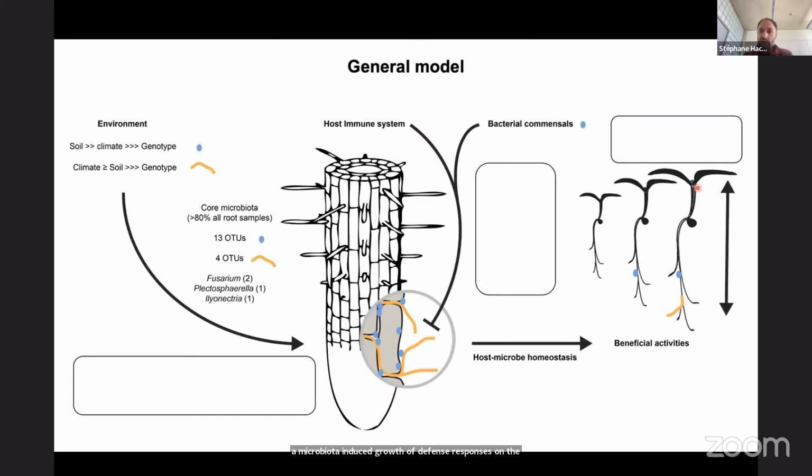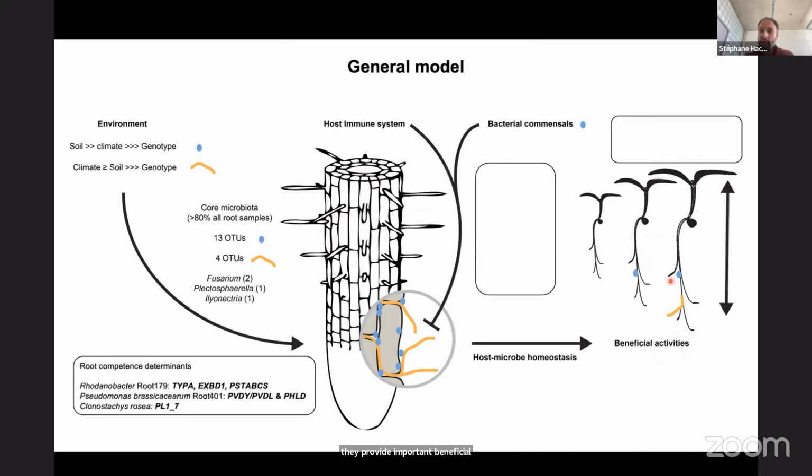So finally, a general model. I hope I could convince you that our deconstruction-reconstruction approach in gnotobiotic systems has been important. I hope I could convince you that roots of healthy plants are colonized by multi-kingdom microbial communities, that the filamentous eukaryotes are potentially harmful for plants, and that they are controlled on one hand by the host innate immune system and on the other hand by bacterial commensals. And we believe that once these filamentous eukaryotes are under control, they provide important beneficial activities to the host.